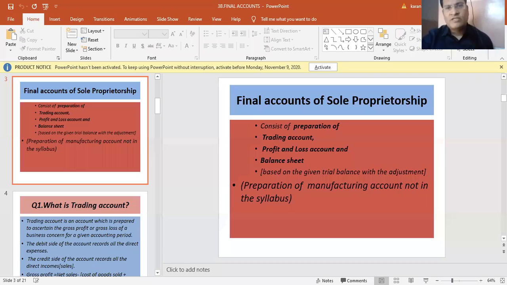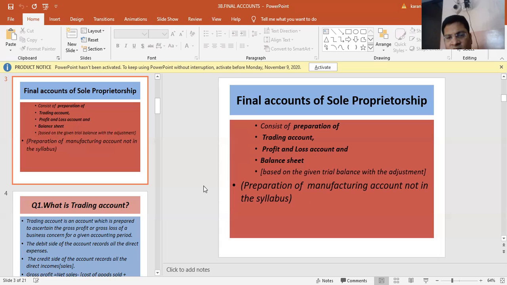Now this is the thing, final accounts of sole proprietorship business. Okay. Now in the sole proprietorship business, what do we have? We have to prepare the trading account, profit and loss account, and balance sheet. Though we have manufacturing account also, that is not in our syllabus of 11, 12 is concerned. So we are not doing it. We will be concentrating on trading account, profit and loss account, and balance sheet.